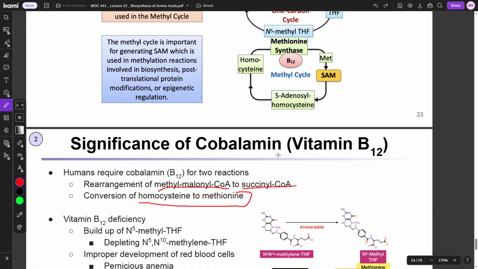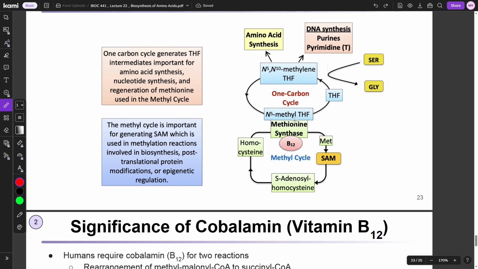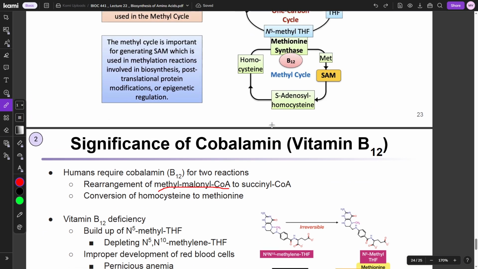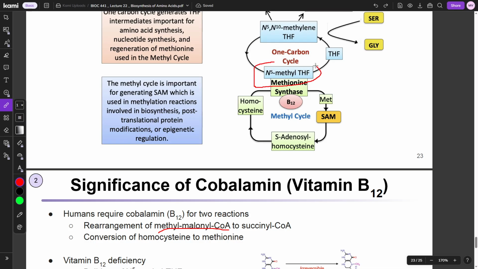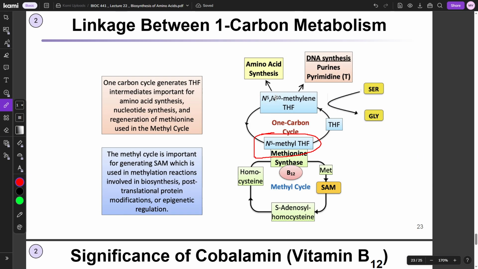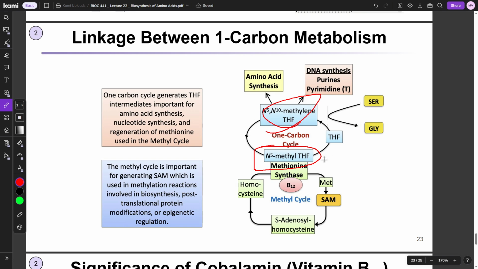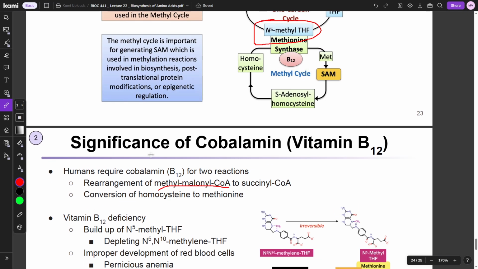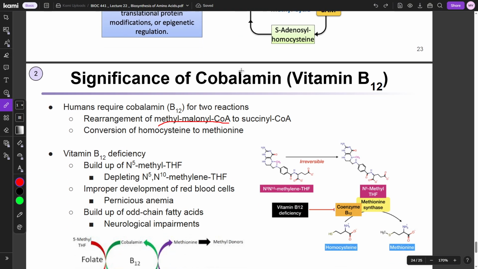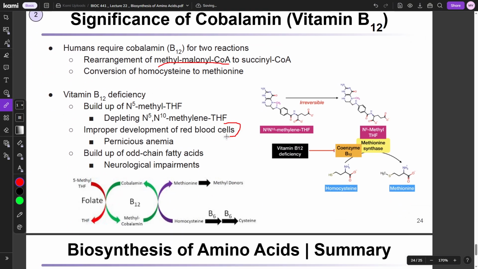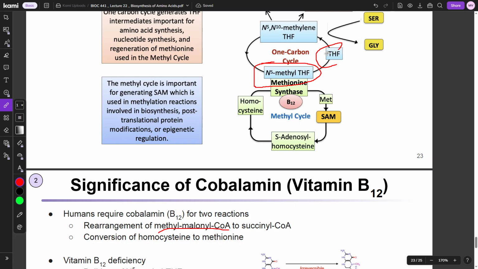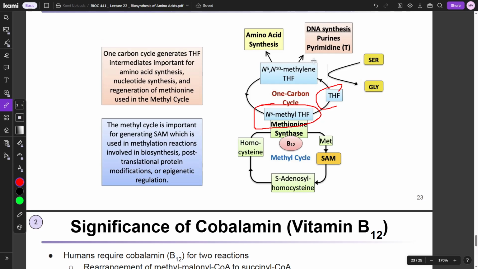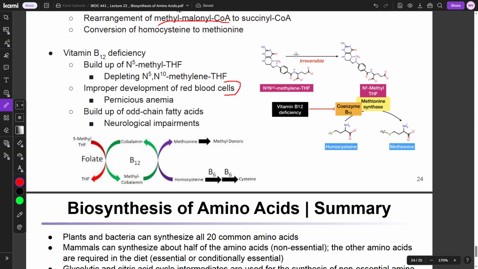If you don't have B12, this does not work. So you don't actually make any of this. So you end up with a bunch of this, and you have none of this because you need this to go to this in order to do that. I think that is how you should think about that. So there's a buildup of this thing, and it leads to a lot of problems because you need THF and all that stuff, and you need N5, N10 as well to do other things in the body.